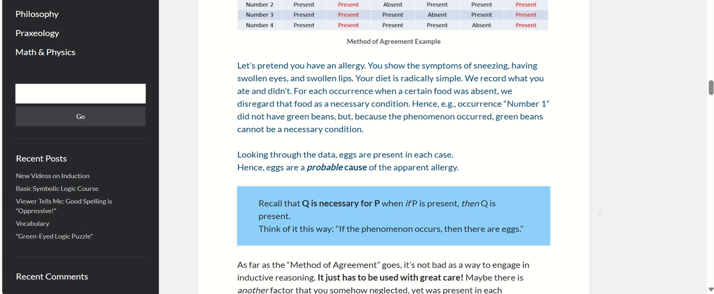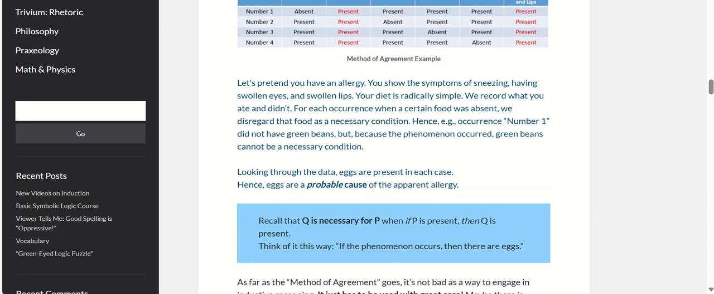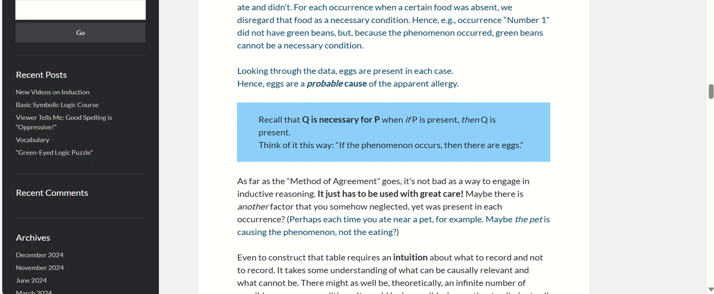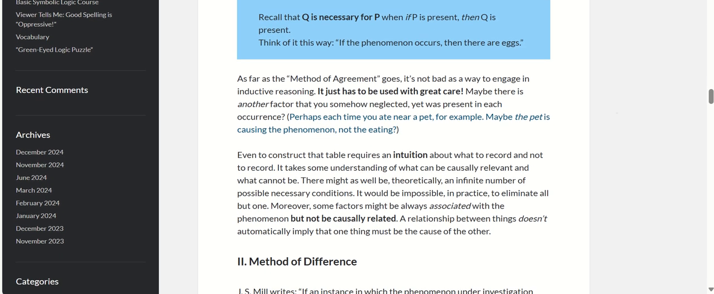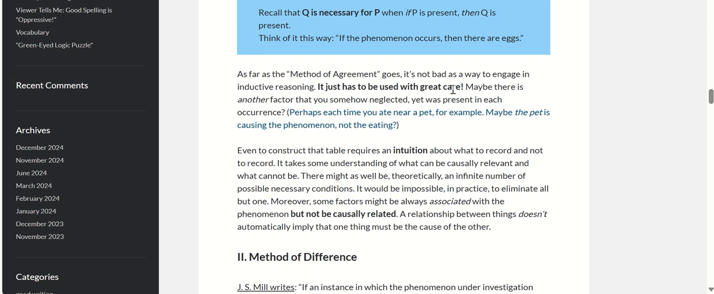Now recall that Q is necessary for P when if P is present, then Q is present. So think of it this way: if the phenomenon occurs, then there are eggs. Now, as far as the method of agreement goes, it's not a bad way to engage in inductive reasoning. It just has to be used with great care. Maybe there's another factor that you somehow neglected, and that was present in each occurrence. Perhaps each time you ate near a pet, for example. Maybe the pet is causing the phenomenon, not the eggs.